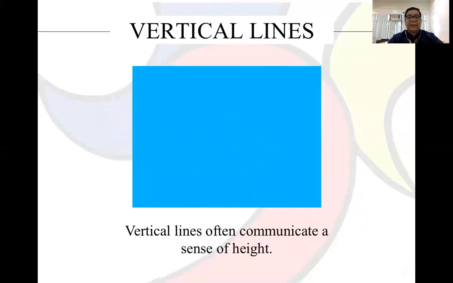Another one, we have vertical lines. Vertical lines often communicate a sense of height. Not only do vertical lines suggest a sense of height, but also a gravity of emotions. For example, if there are dominant vertical lines in a painting, it may suggest that there is a strong emotion being conveyed, a heightened emotion in the masterpiece.